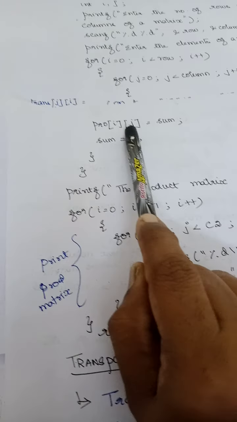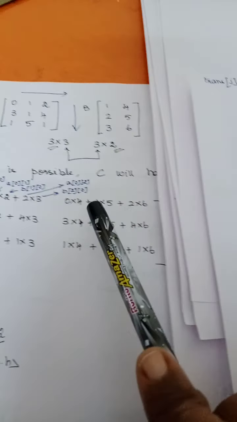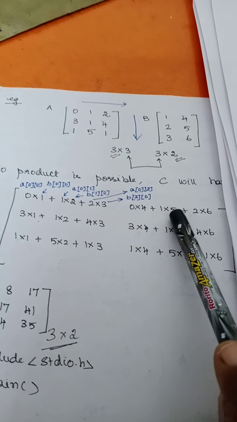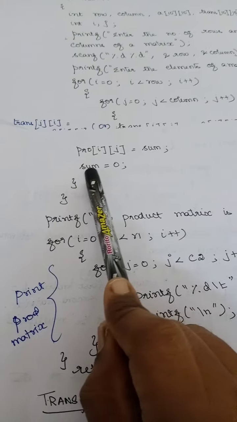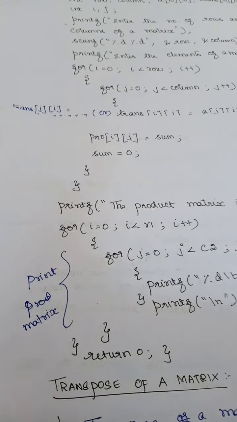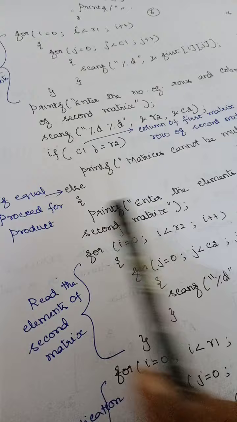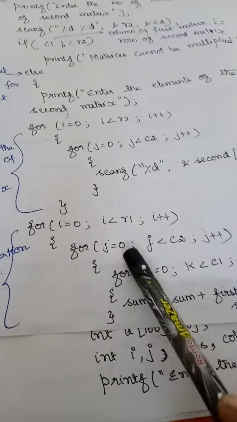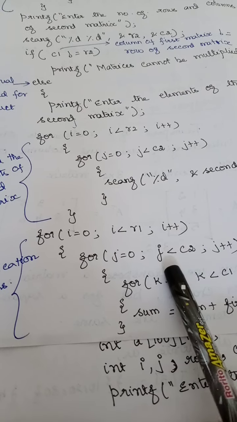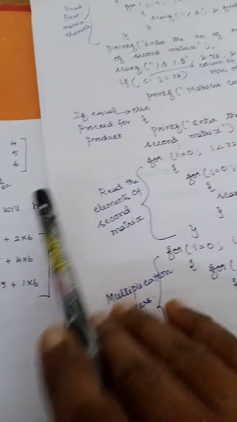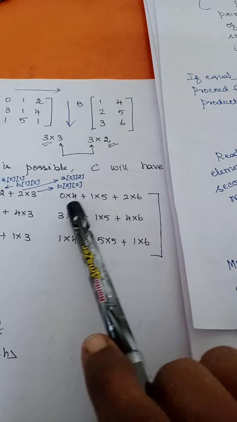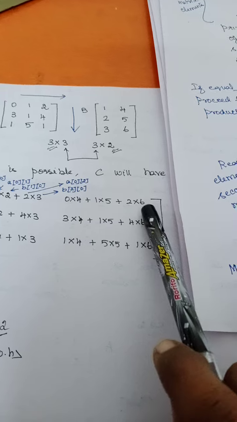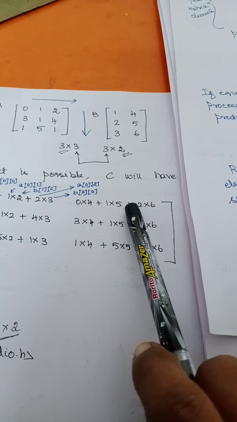Right? Again I need to do the same thing for my next element. So I should not add this 8 with this thing, right? So again I need to make my sum equal to 0. So again I will move for varying my j value. Now I am not going to vary my i value. I am going to vary my j value. Why? Because I need to do it for this column value. 0 into 4 plus 1 into 5 plus 2 into 6. So I will vary the j value here.